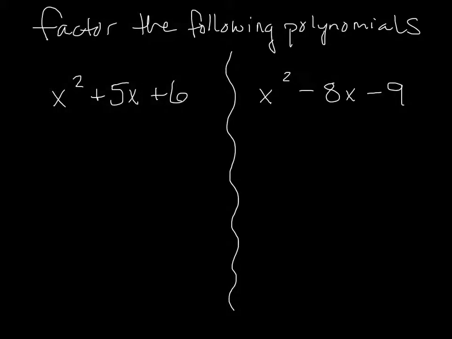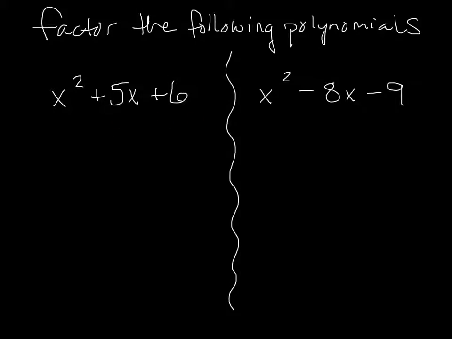Here I have two examples of factoring polynomials. I want you to notice that each polynomial has three terms, and the largest exponent is 2. These are called quadratic polynomials. So anytime you have a polynomial where the largest exponent is 2, it's going to be quadratic.